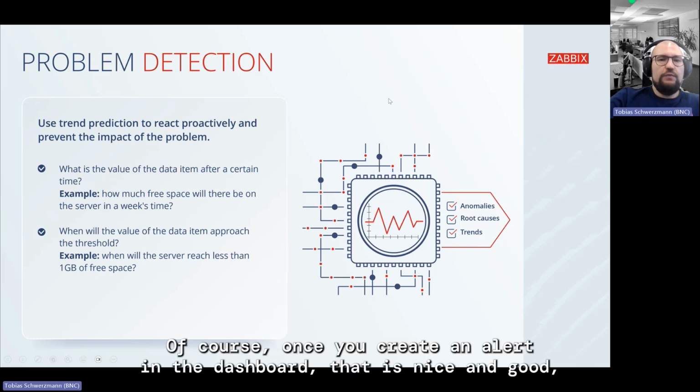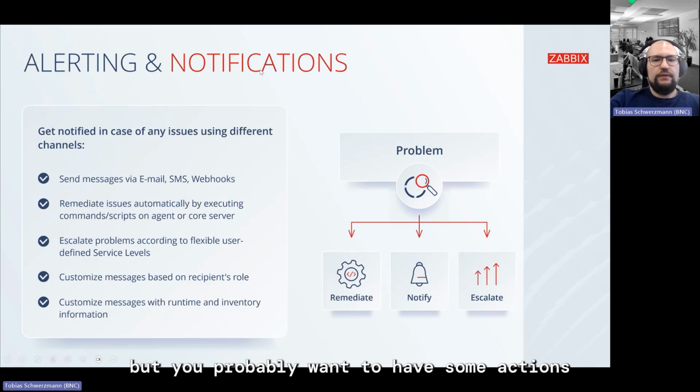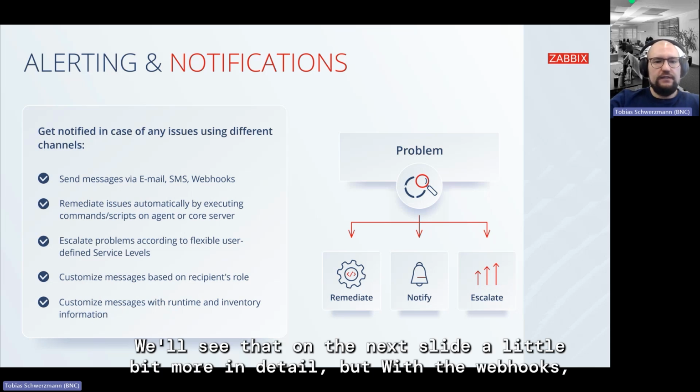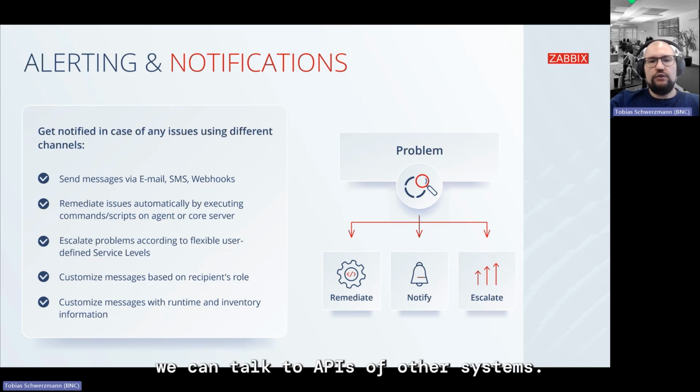Of course, once you create an alert in the dashboard, that is nice and good, but you probably want to have some actions to alert some people, or create a ticket. So there we also have multiple possibilities. So we can send email, SMS, and we can use webhooks. We'll see that on the next slide a little bit more in detail, but with the webhooks, we can talk to APIs of other systems.